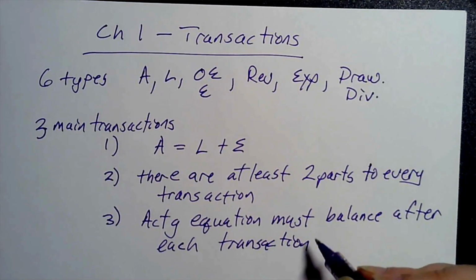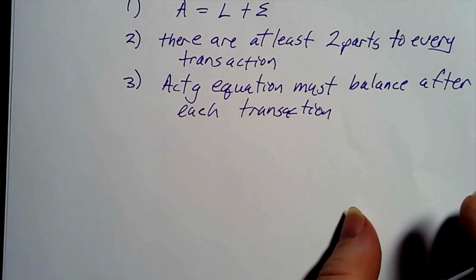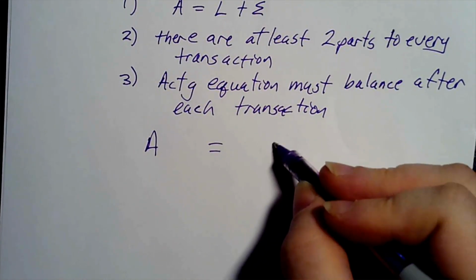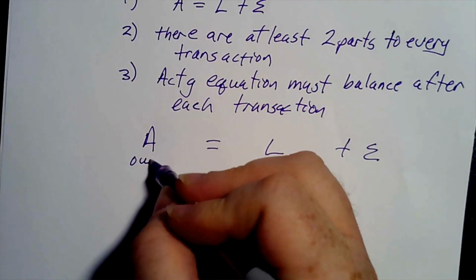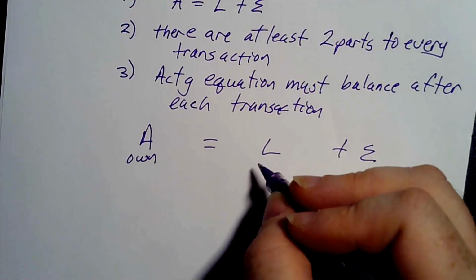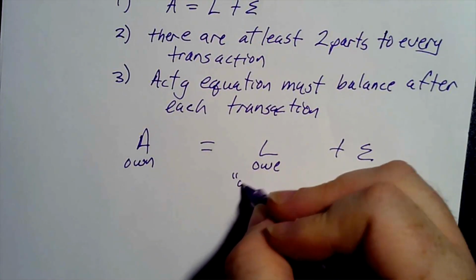So let's take a little bit of a look at some examples. Let's take some basic examples. So let's have assets equals liabilities plus equity. Just to remind ourselves, assets are things we own. We own land, we own inventory, equipment. Liabilities are things we owe. Think of this also as obligations.